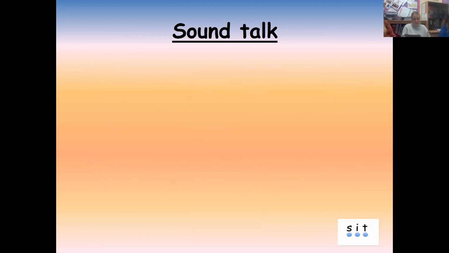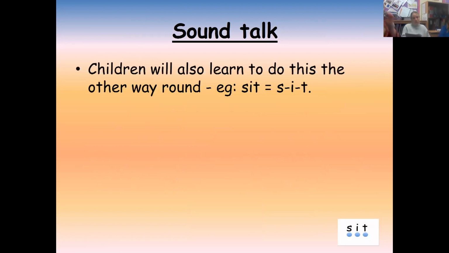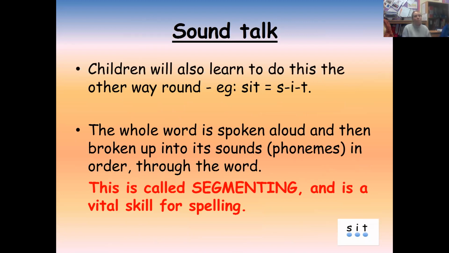Moving on to the next slide, still with sound talk, children will also learn to do this the other way around. They will learn to think about the word and then hear the separate sounds in it. The whole word is spoken aloud and broken up into different sounds. This is called segmenting. This is a skill for spelling. Whereas before we said that was for reading, this is a vital skill for spelling because the children are learning to hear the word and break it down into different parts.